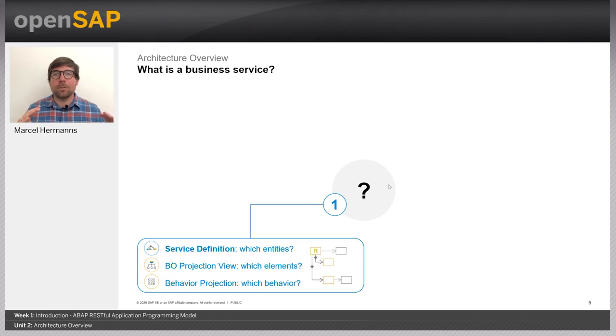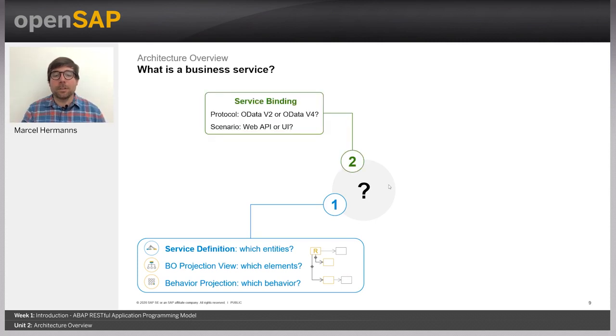As I said, we have the business object, which can be reused in multiple applications. We define a projection on top, whose scope is really relevant, and then the service definition defines which different parts of the business object, and if even multiple business objects are involved, which of them are then exposed to a service binding, which is then the second part. The service binding defines whether it is OData v2 or v4 and which use case is to be supported.